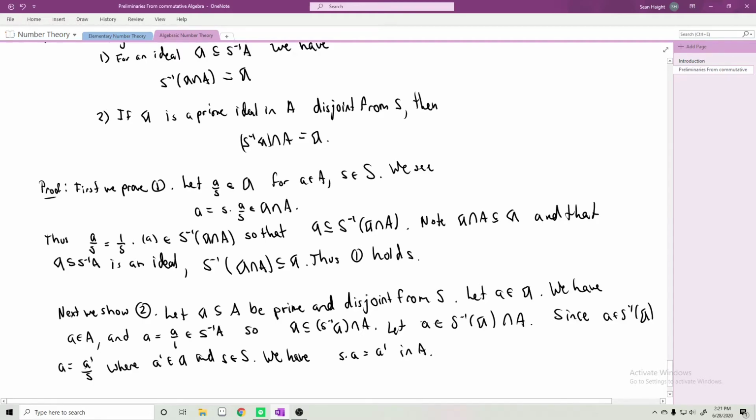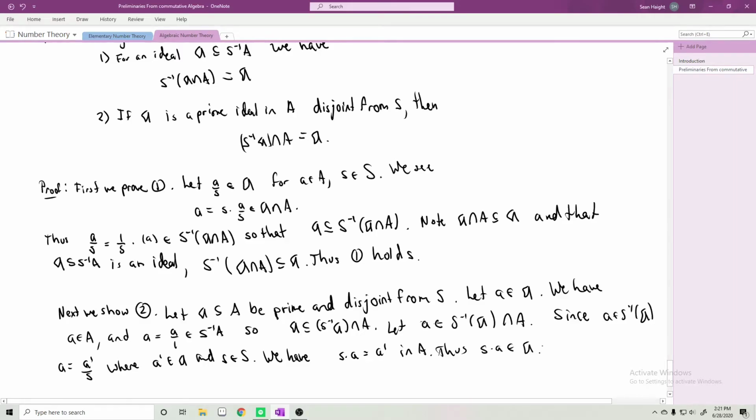Now, here's a small remark. If A isn't an integral domain, you can do a lot of this stuff, but here is one instance where you need to be a little bit more careful. So, since I have this equality of fractions here, I have this equality of elements in A, and thus we see a prime is an element of the ideal 𝔞. s times a is in here.